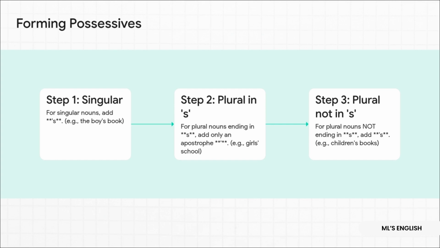The boy's book. Done. Step 2, for a plural noun that already ends in S, like girls, all you do is add an apostrophe after the S. The girls' school. And finally, step 3, for a plural noun that does not end in S, like men, you go back to adding an apostrophe S. The men's club. See? Pretty easy when you break it down.